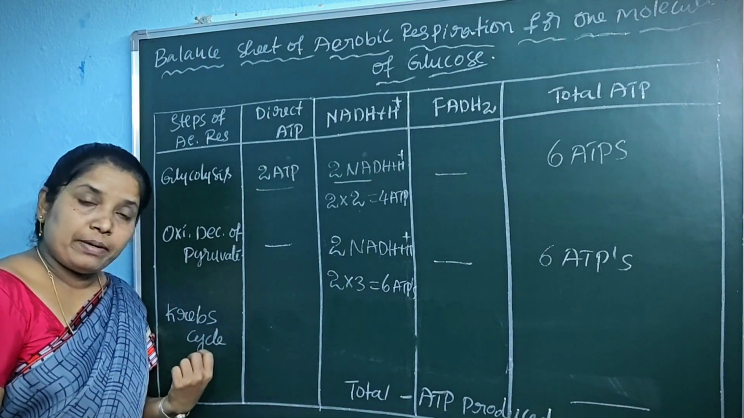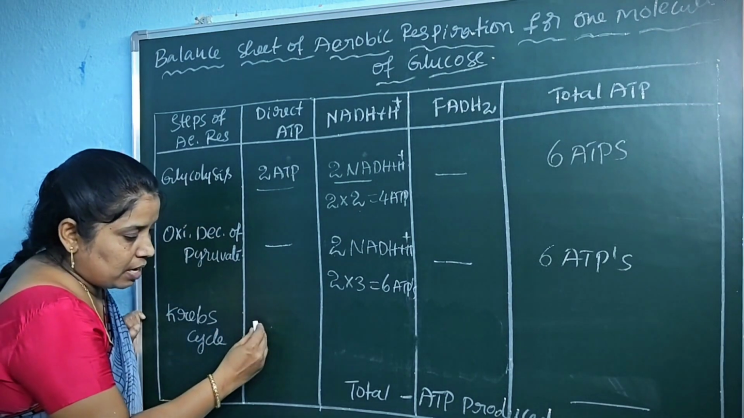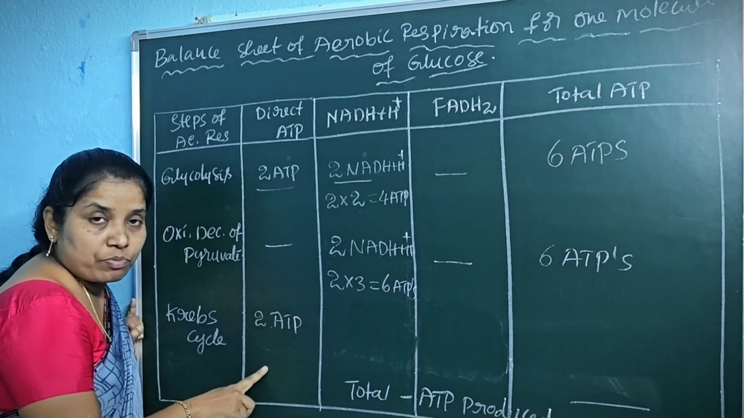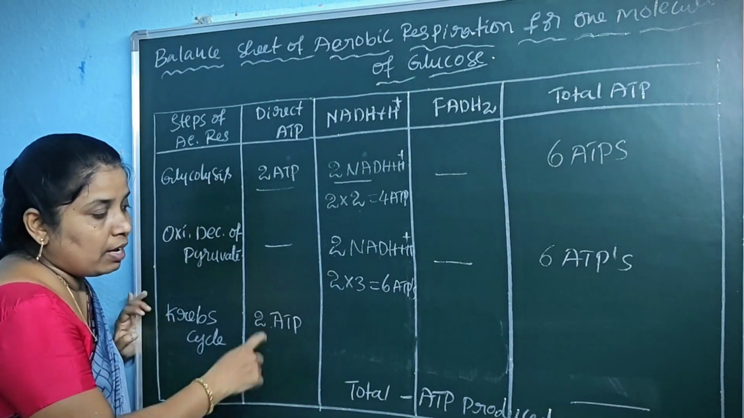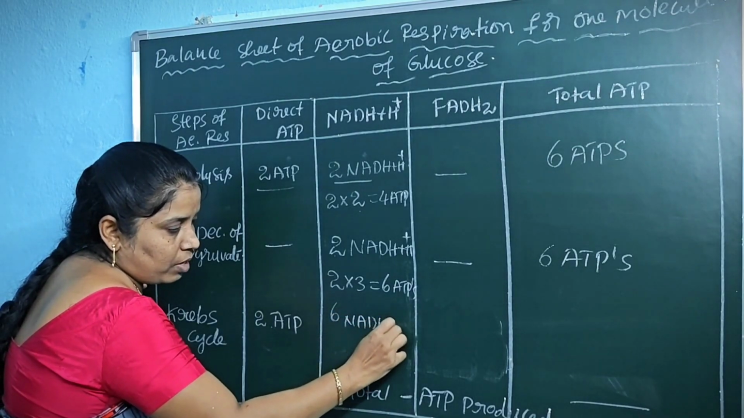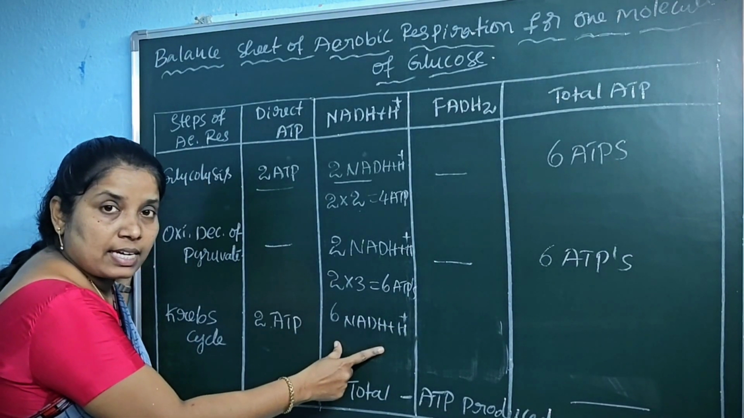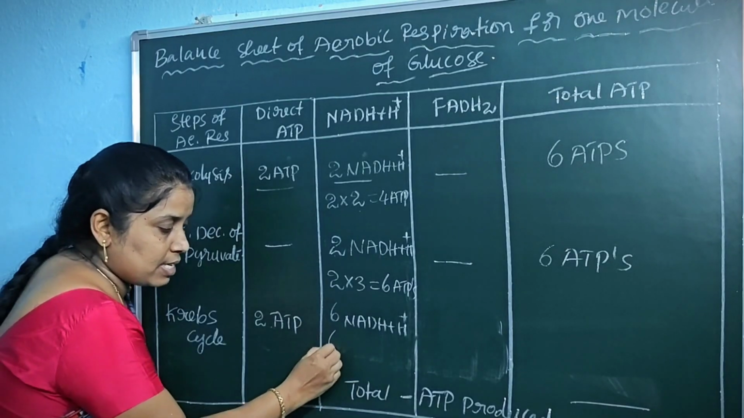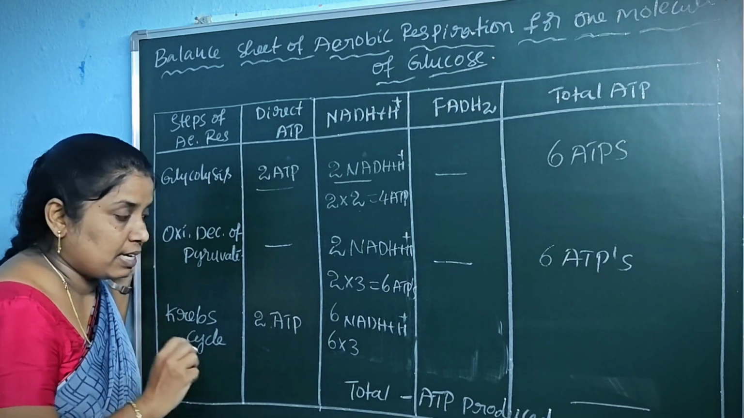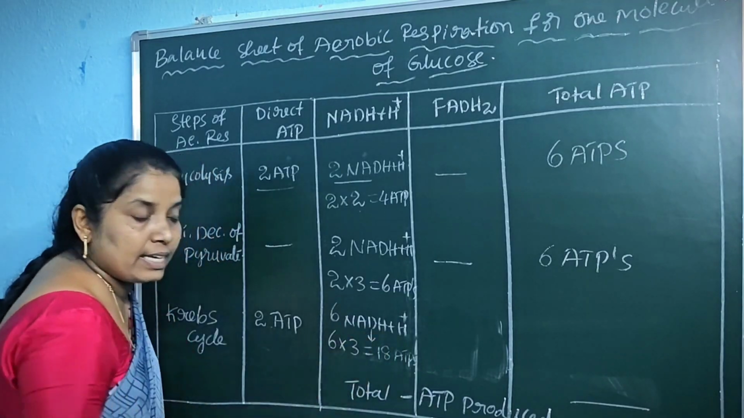Let's see how many ATPs are generated from the third step, the Krebs cycle. 2 direct ATPs are produced through substrate level phosphorylation in the Krebs cycle, and 6 NADH plus H plus are produced from 6 oxidation reactions. So 6 into 3: for every NADH, 3 ATPs are synthesized, that is equal to 18 ATPs through NADH plus H plus.